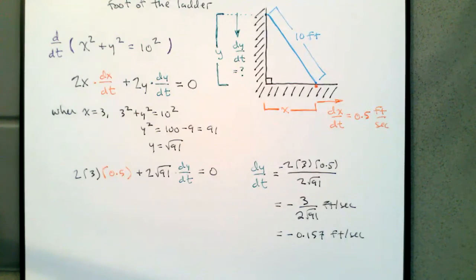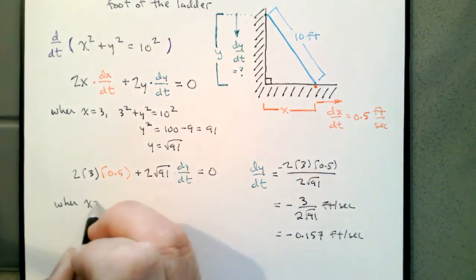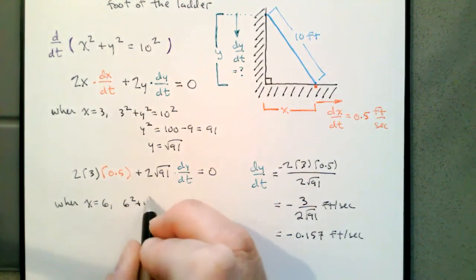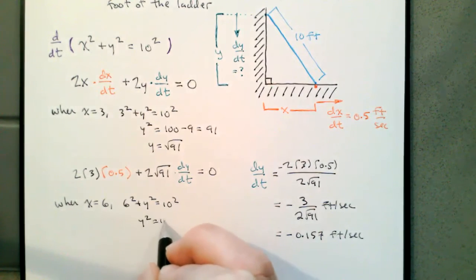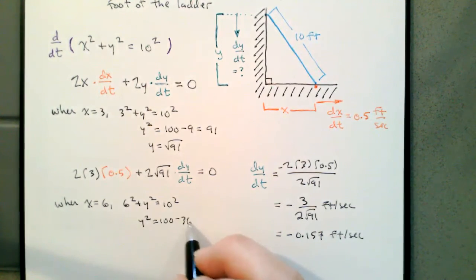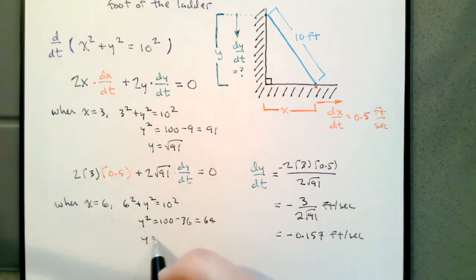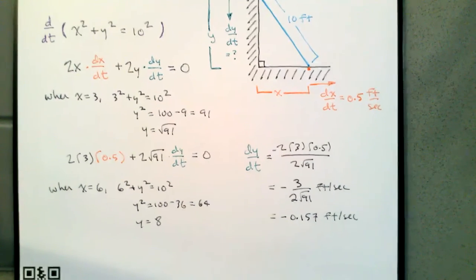When x is 6 feet from the wall, we get 6 squared plus y squared is equal to 10 squared. So y squared is 100 minus 36. We get y equals 8. And then we'll put that into the same equation.